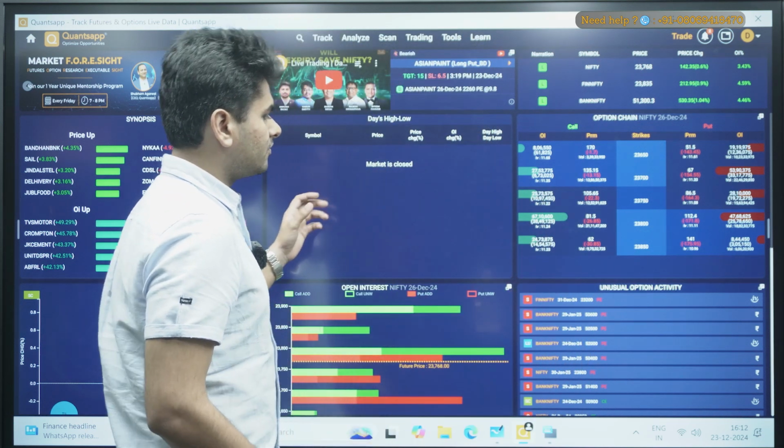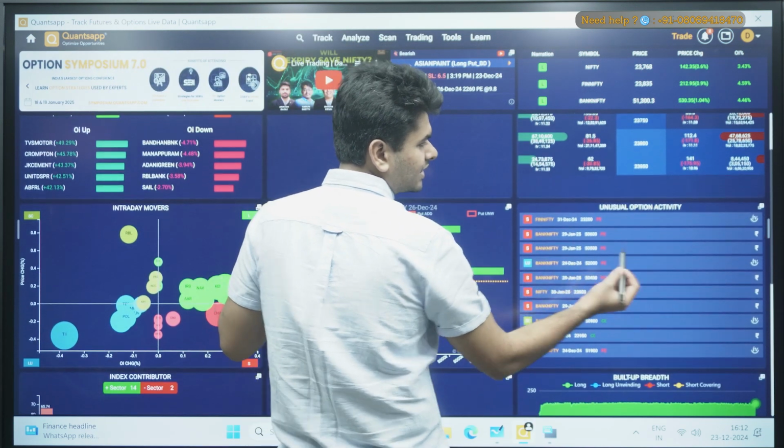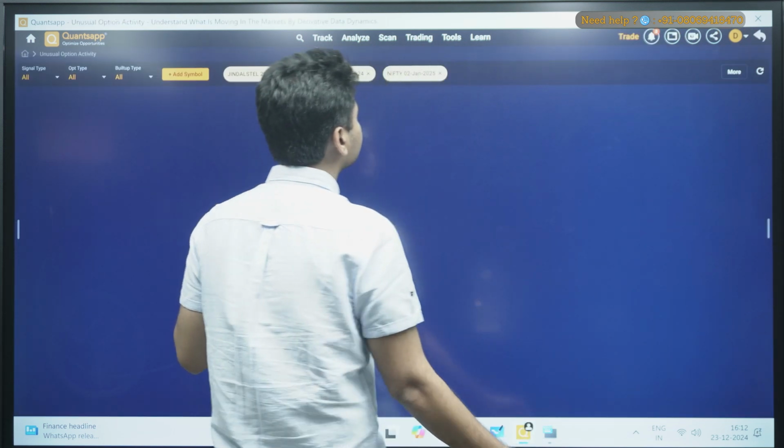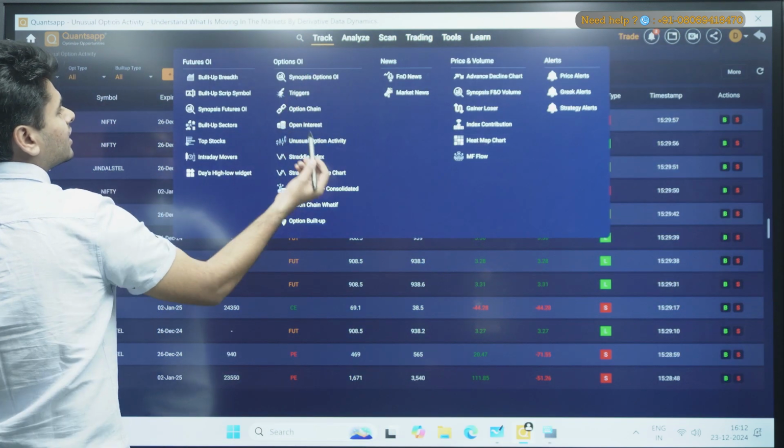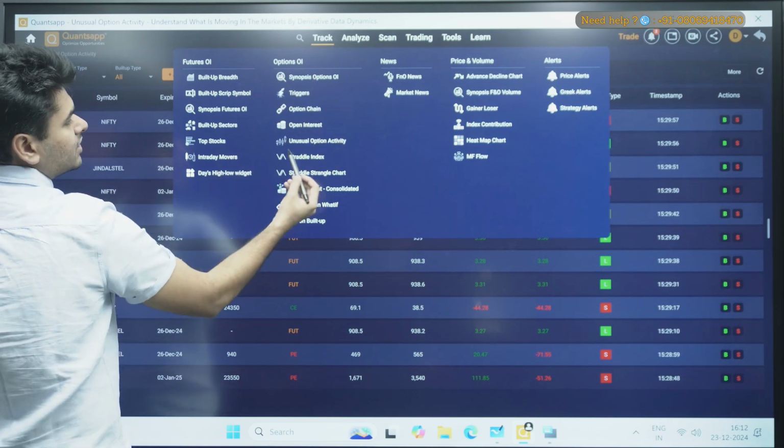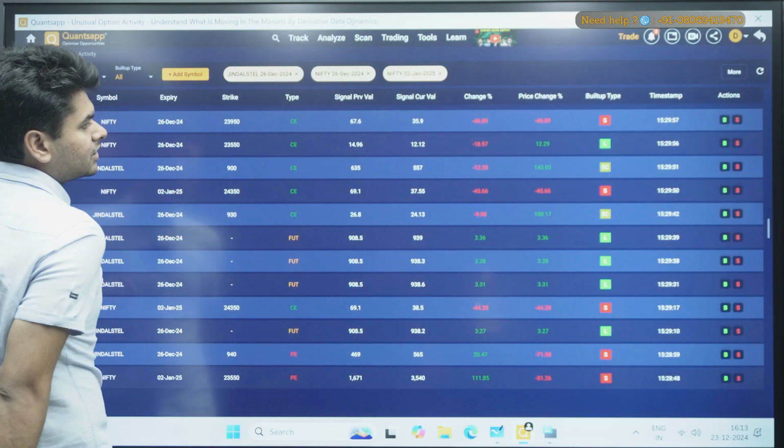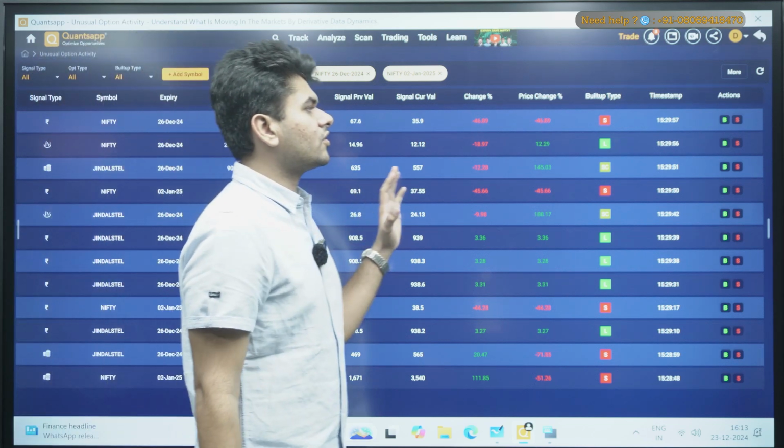Okay, so you can come here on the home page also, you can directly jump onto this from here, or else you can go on the track, and in the track you can simply go on the options OI and use the unusual option activity. So as you can see, this is a kind of display what you're seeing.